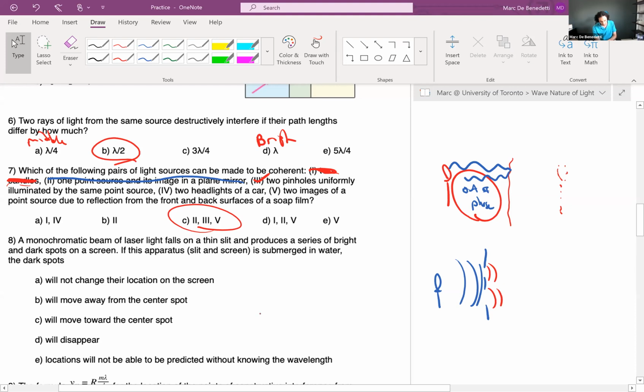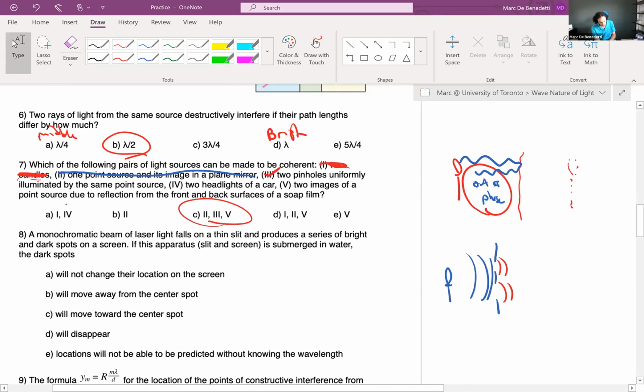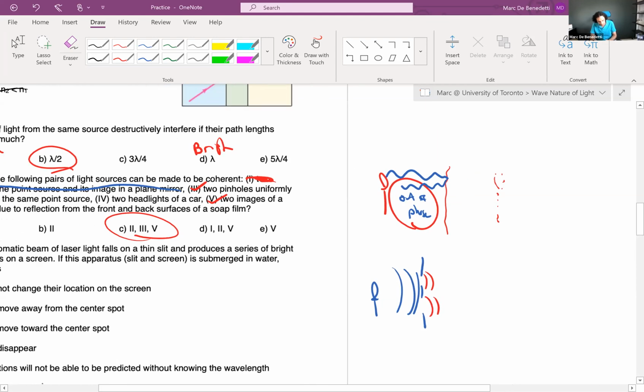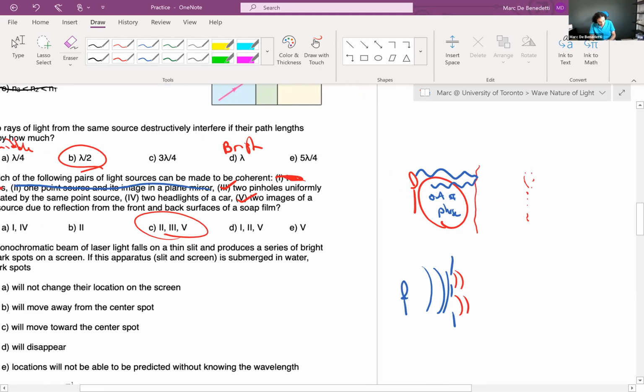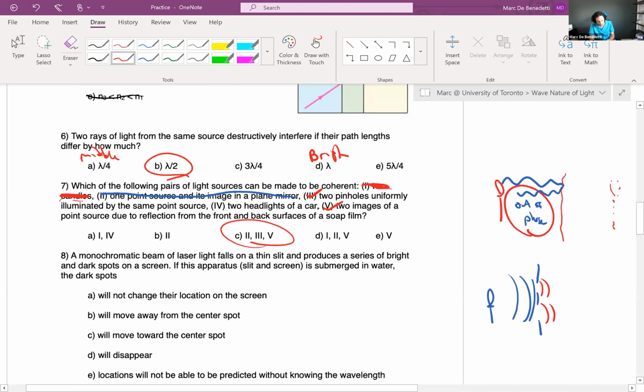So let's do 5 and see what we get. Two images of a point source due to reflection from the front and back surfaces of the soap film. That definitely can be made. You can choose the thickness of the film to do either constructive or destructive interference. So 5 is definitely a thing, and 3 is definitely a thing. So by multiple choice, 2 must also be a thing.